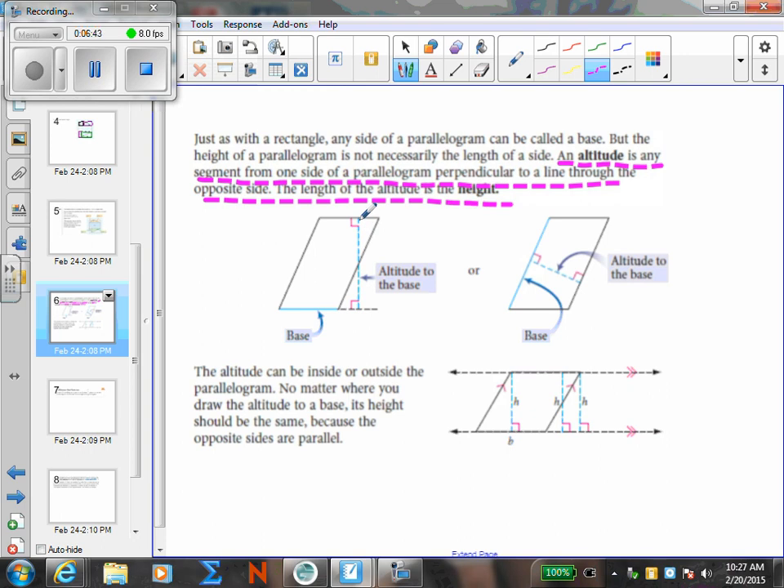So if we're looking at this parallelogram, that is the altitude or the height. Okay, so pick one side to be your base. The length from the opposite side of the base down to that base is the altitude. It might be outside the shape, like it is here. Okay, so you're going to have to pay close attention when you have a parallelogram.